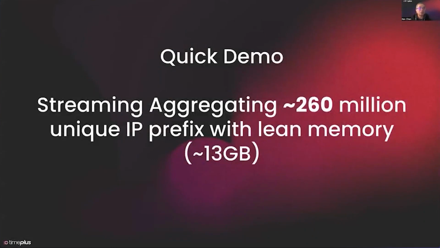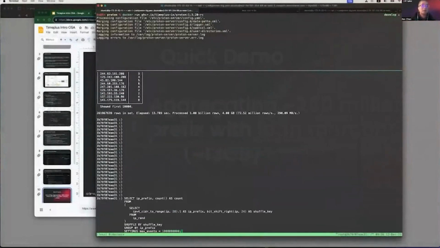Lastly, I'd like to do a quick demo: streaming aggregation of 260 million unique IP prefixes with a very small amount of memory, with our enhancement for Proton. Here I have a query, and I randomly generate 1 billion events with randomly generated IP addresses. I calculate the IP prefix, which is the highest 28 bits, giving around 216 million unique IP prefixes. I also calculate the shuffle key, which is the highest 8 bits. We shuffle by the shuffle key, group by IP prefix, and calculate the count for each IP prefix. Shuffle by is basically an enhancement in Proton, which reduces memory utilization a lot.